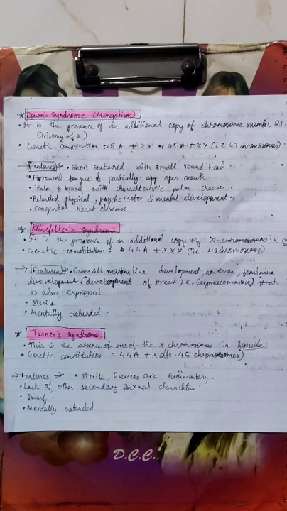Turner's syndrome, we see that it is the absence of one of the X chromosomes in female. The genetic constitution here is 44A plus XO, that is 45 chromosomes. The features of this are sterile, ovaries are rudimentary, lack of other secondary sexual characters, they are dwarf and they are mentally retarded.